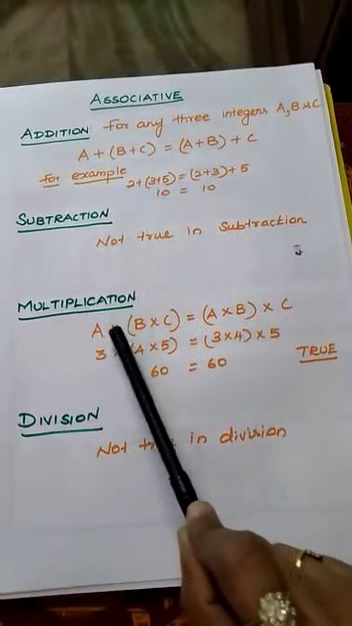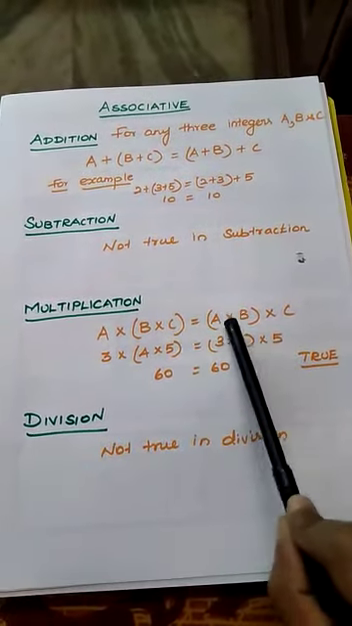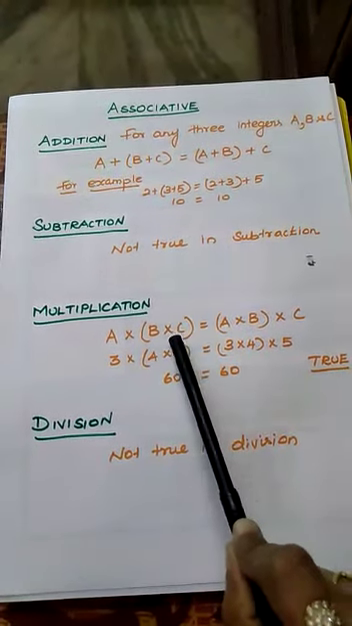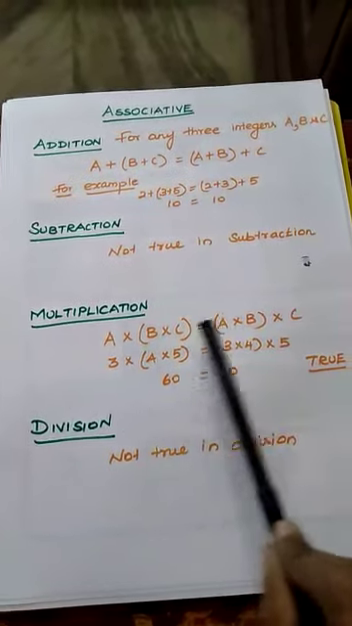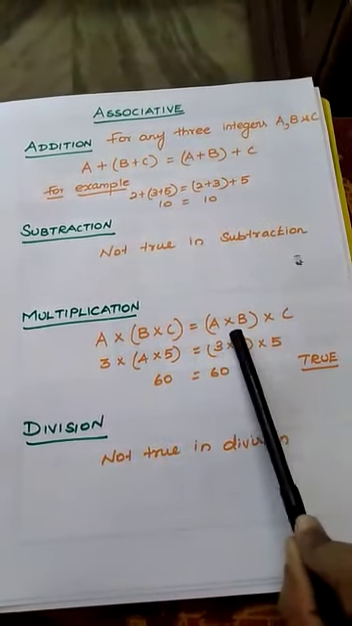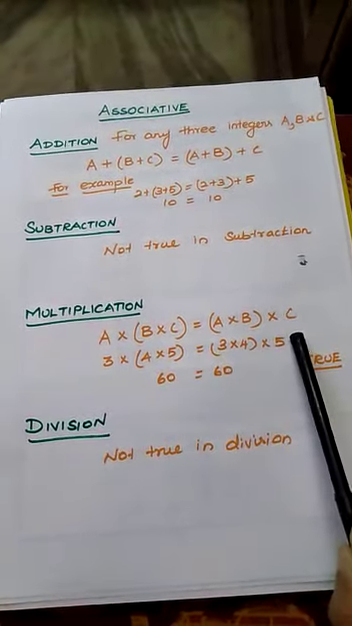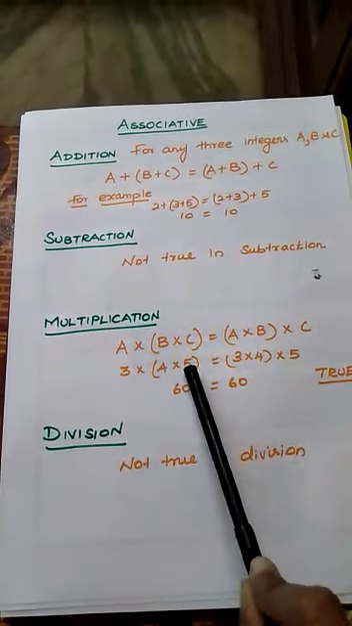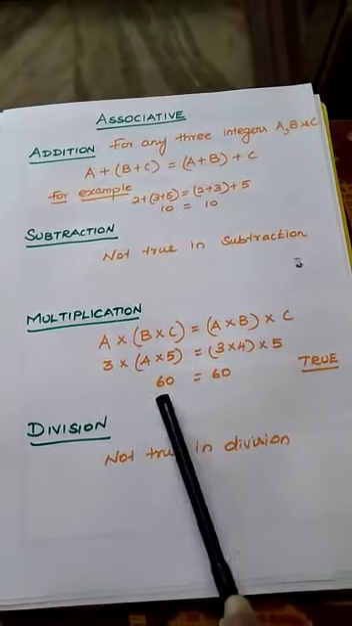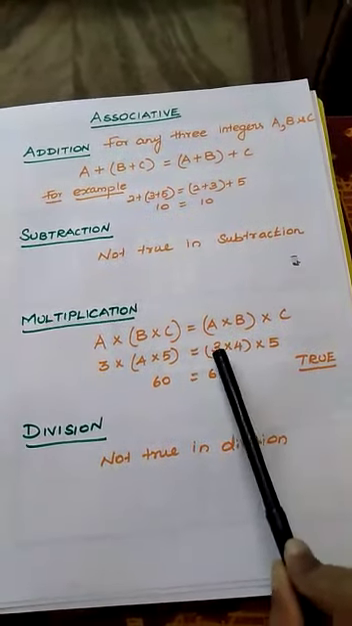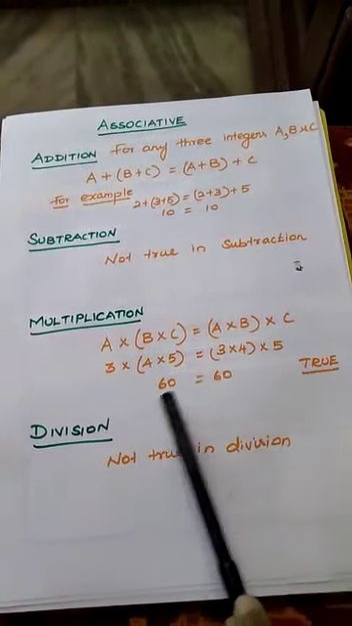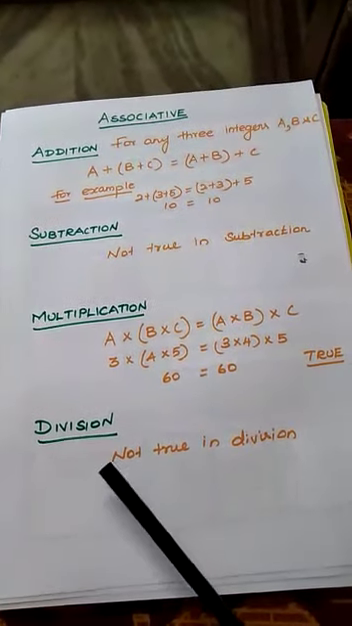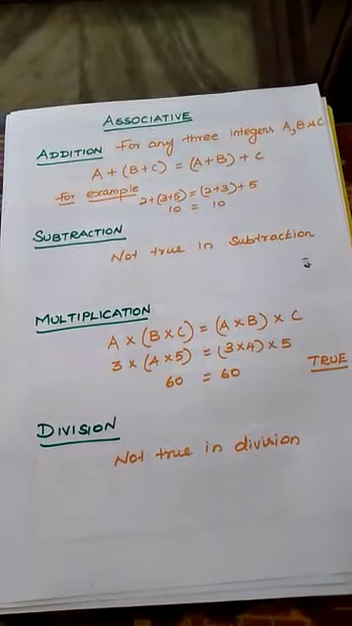Multiplication: a × (b × c) = (a × b) × c. On the LHS, first multiply the last two values, and with the answer we multiply with a. On the RHS, first multiply the first two values, then multiply with the last value. 4 into 5 is 20, 3 into 20 is 60. 3 into 4 is 12, 12 into 5 is 60. LHS is equal to RHS. So it is true. The last one, associative property is not true in division.